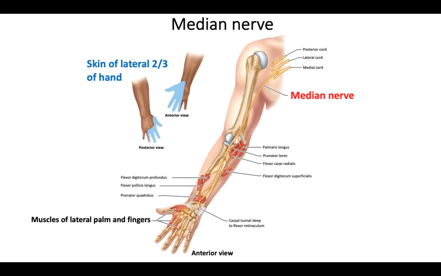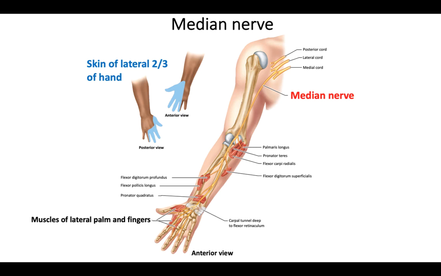Median nerve is named because it runs down the middle of the forearm. It basically runs down in between the radial nerve and the ulnar nerve. This one is going to go through a little tunnel in the wrist called the carpal tunnel. And if you've ever heard of carpal tunnel syndrome, that is a neuropathy of the median nerve.